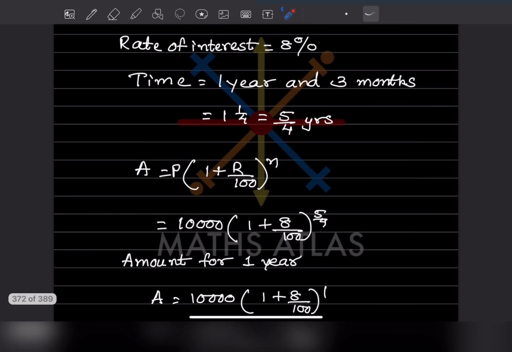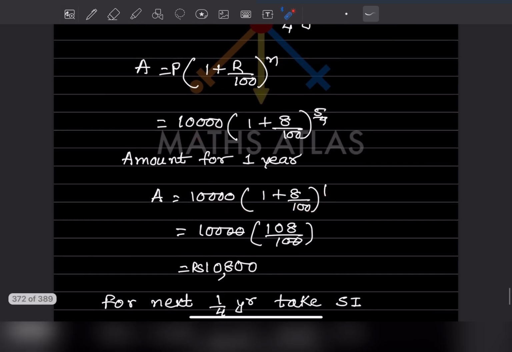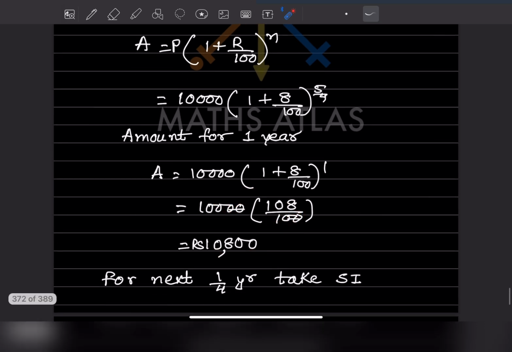So for the amount, what will you do here? We'll see the amount first for 1 year, and later on we'll see for 1 by 4. For 1 year, the amount is 10,000 into (1 plus 8 by 100) raised to n, and in place of n we are going to write 1. When you do 1 plus 8 by 100, 100 plus 8 will be 108 by 100. So this and this get cancelled, and when you multiply, that is going to be 10,800 rupees. That is the amount for 1 year.